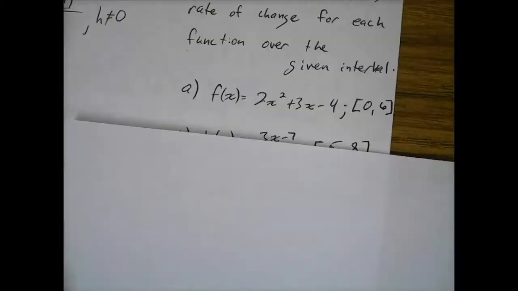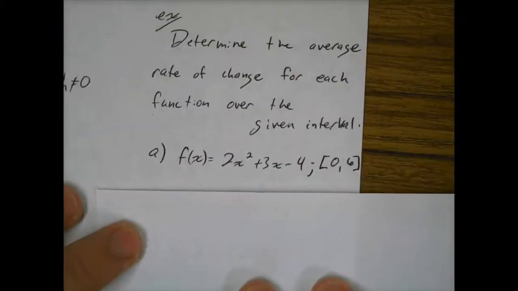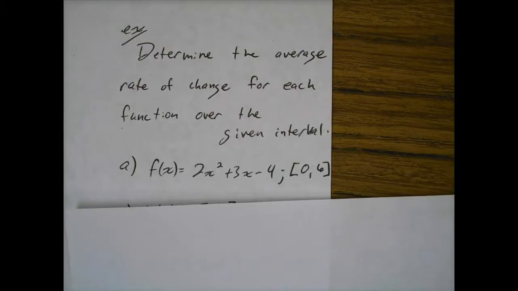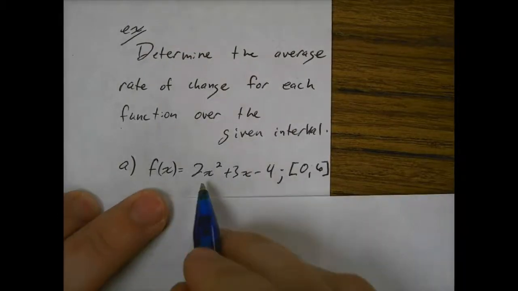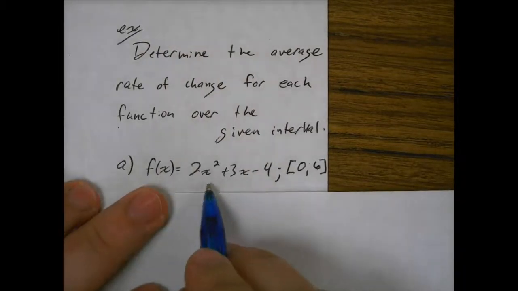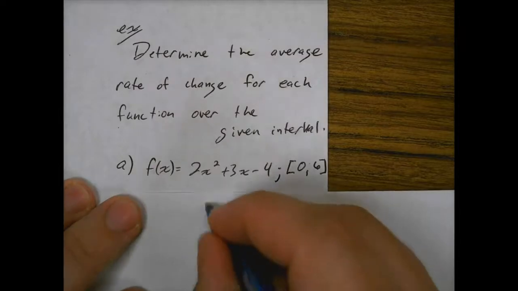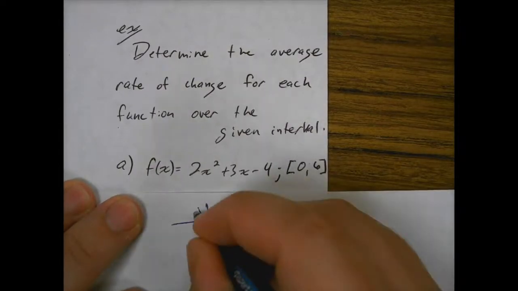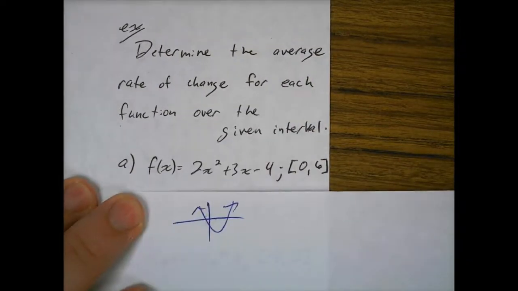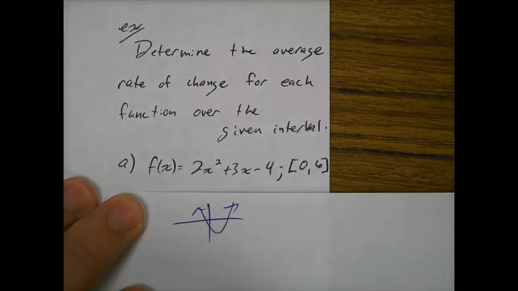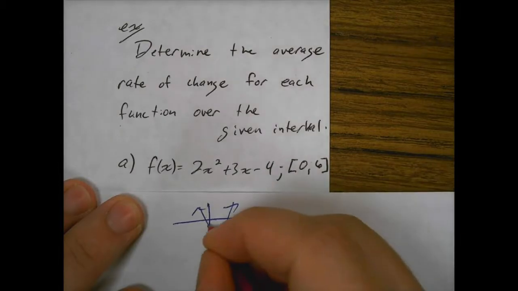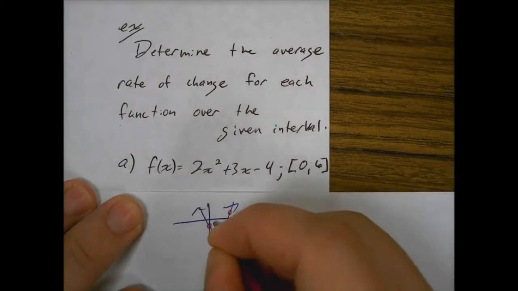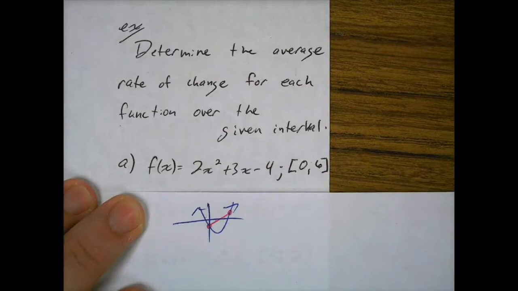So you'll see problems, something like that, where it says determine the average rate of change for each function over the given interval. So this is telling us it wants the average rate of change for this function, 2x squared plus 3x minus 4, over the interval 0 to 6. So it wants to know from 0 to 6, on average, what is the slope changing by?